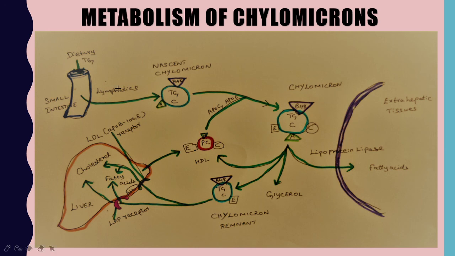So this is about the metabolism of chylomicrons, and the function of chylomicron is to transport dietary triacylglycerol from the intestine to the adipose tissue for storage, or to the extrahepatic tissues for their energy need. This is the function of chylomicron and the metabolism of chylomicrons. I hope you have understood this metabolism of chylomicrons clearly.